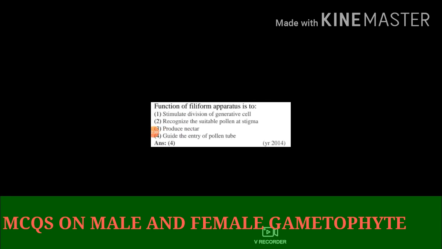Next question. Function of filiform apparatus is to. This question is a repeat. It is also useful to guide the entry of pollen tube.